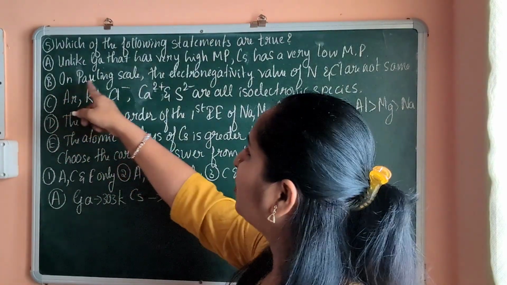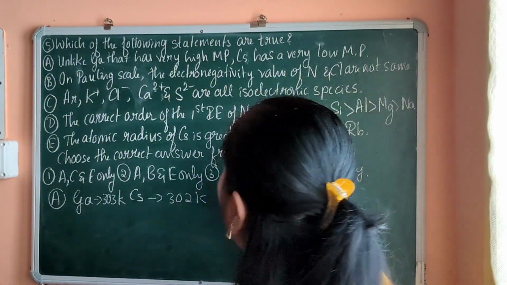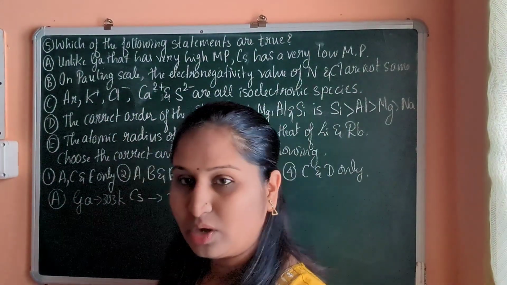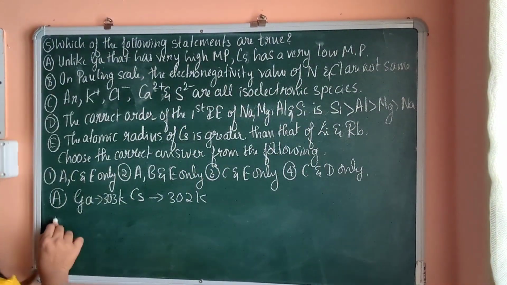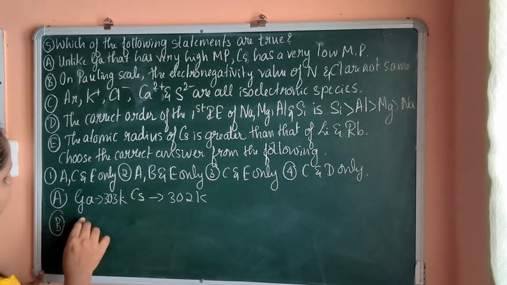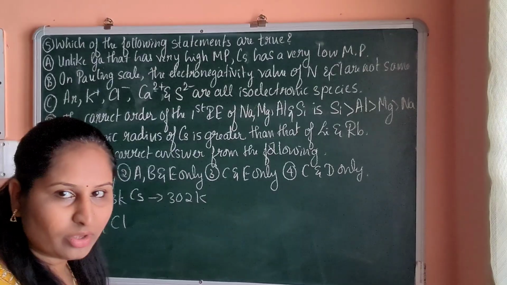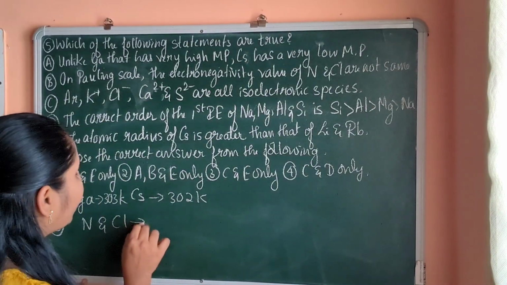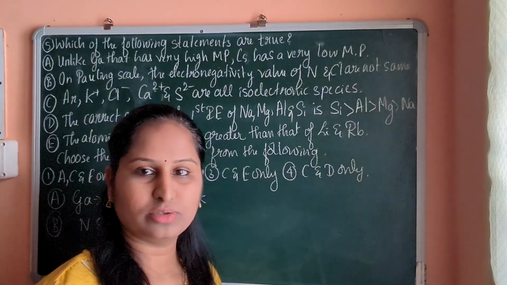Second statement: on the Pauling scale, the electronegativity values of nitrogen and chlorine are not the same. But on the Pauling scale, both nitrogen and chlorine have the same electronegativity, a value of 3. So this second statement is also wrong.